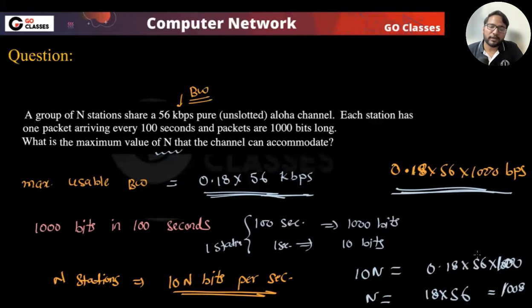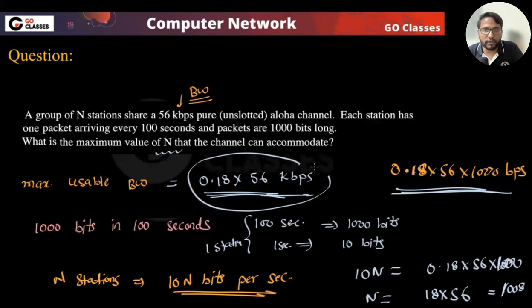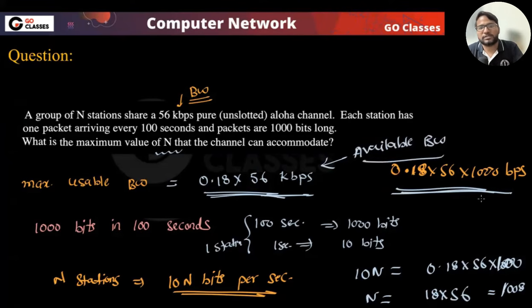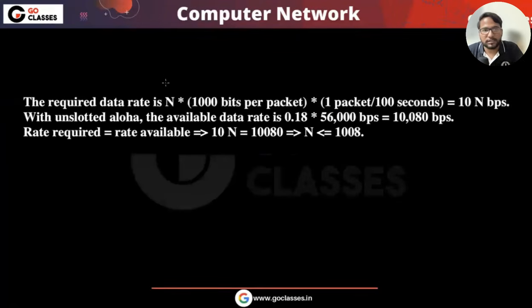So what they are saying is that if you have some channel which can have a maximum of this much bandwidth you can use, then how many stations can you have in that channel? If one station is transmitting 10 bits in 1 second, you can have this much. So this is the available bandwidth for you, and this is what is required. Basically 10n is required and this much is available, so n must be less than or equal to 1008.